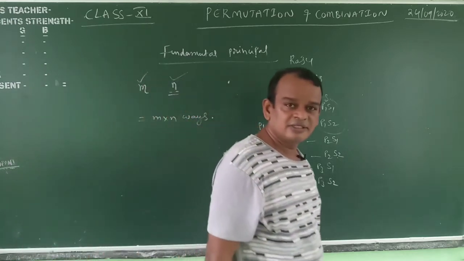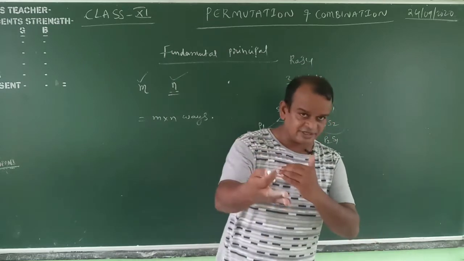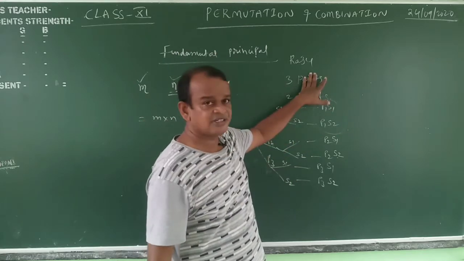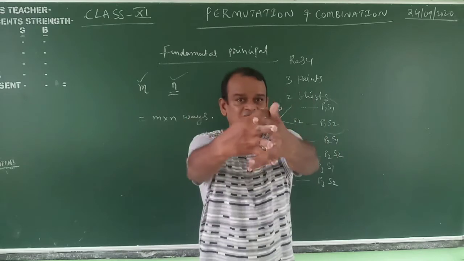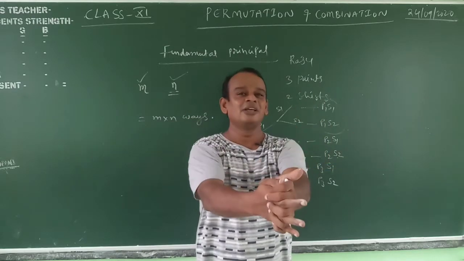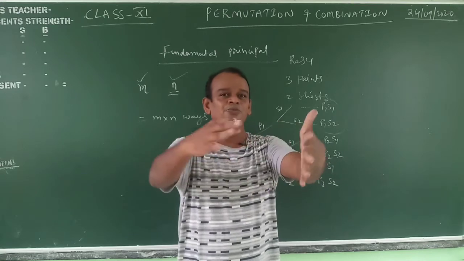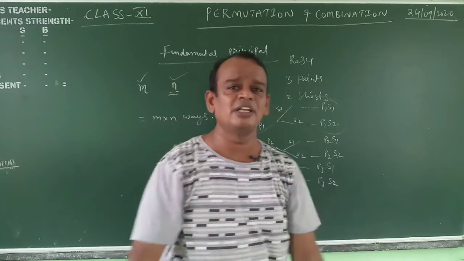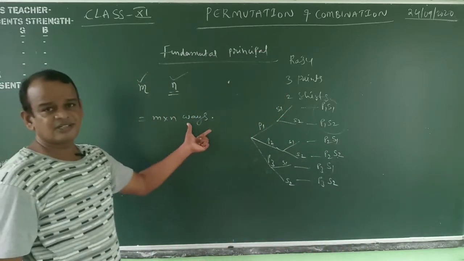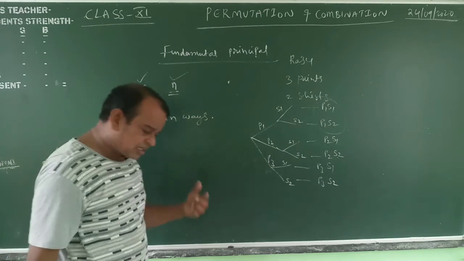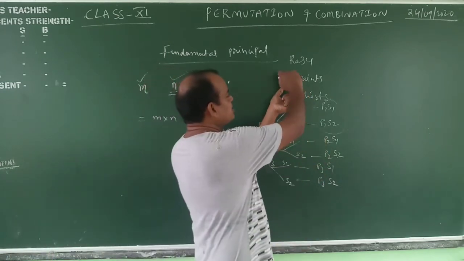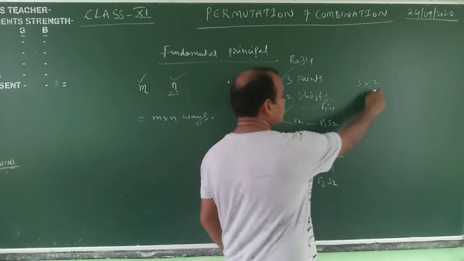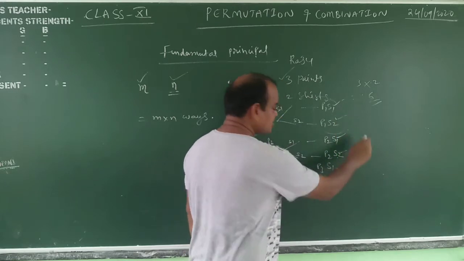Have you understood or not? The first work can be done in m different ways, the second work in n different ways. Then these two works, meaning the complete dress up, can be done in m into n ways. Example: pants 3 ways, shirts 2 ways. In how many ways can he dress up? 3 into 2, 6 ways. Yes, 1, 2, 3, 4, 5, 6.